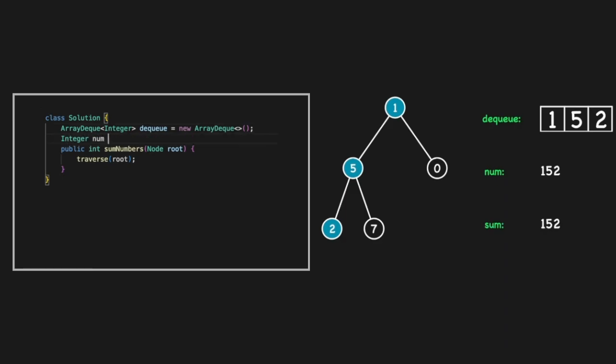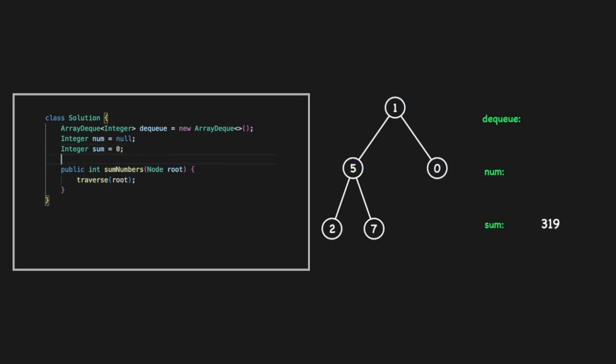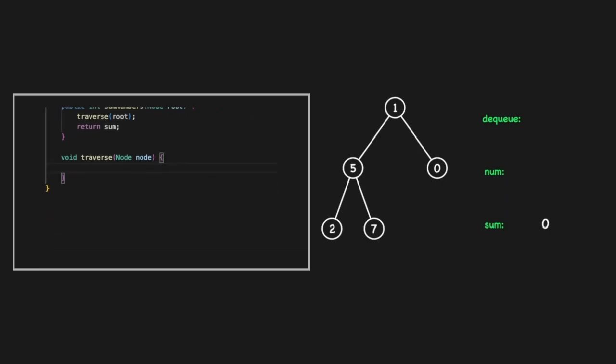So let's declare variables for these. Finally, we'll need to backtrack by removing the last element from the queue before exploring a new path. After the traverse method is done, we'll return the accumulated sum. Now let's implement the traverse method. The traverse method is initially called on the root node.